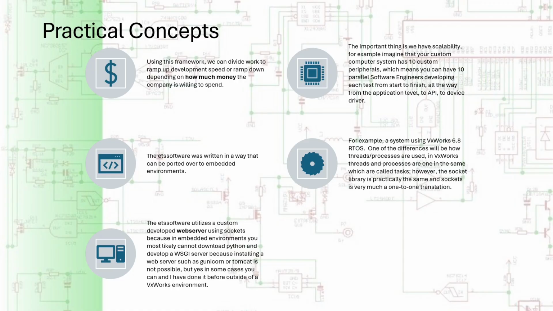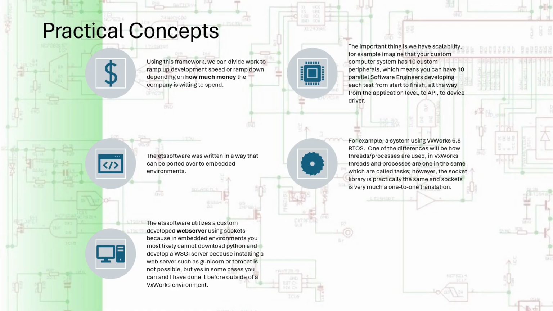Python and develop a WSGI server or download Tomcat and basically develop some kind of Java-based application as your web server. Although there are ways to do that in certain cases, especially if your embedded system is a full computer, we're not going to go into that right now. The important thing is we have scalability.